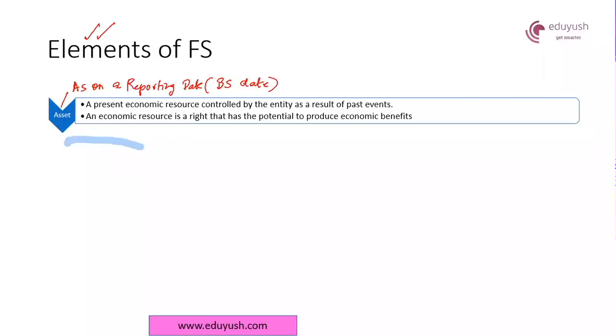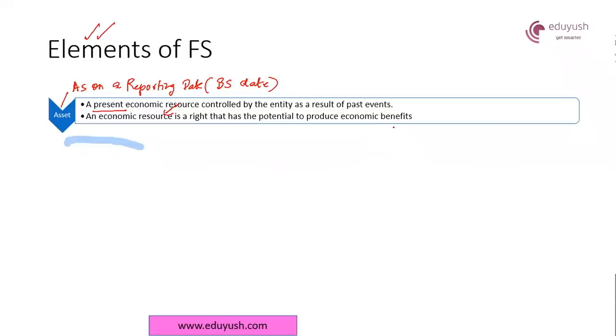So that is why we say it's a present economic resource controlled by the entity as a result of past events. So then what is an economic resource? It's a right that has the potential to produce economic benefits.